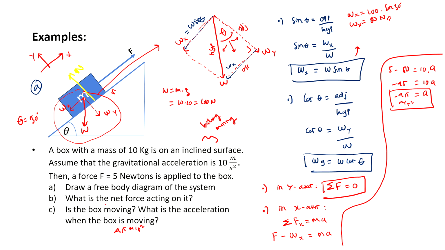Then what is the net force acting on it? For the net force, we already know from sigma Fx that it equals 5 minus 50, so it's 45 Newton. Maybe we can make it an absolute number, so it will always be positive. So sigma Fx equals 45 Newton.